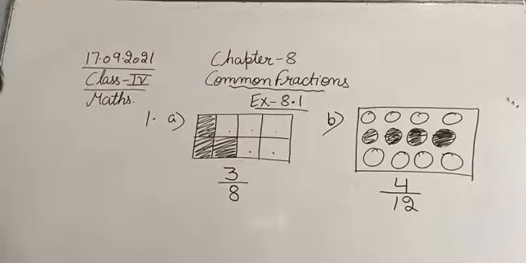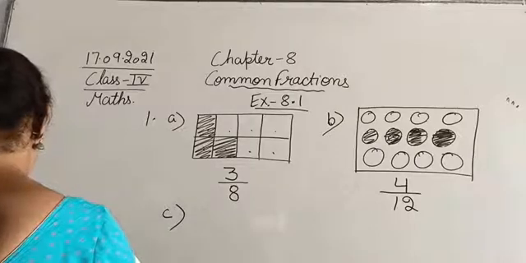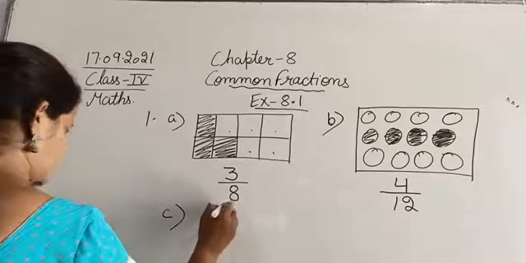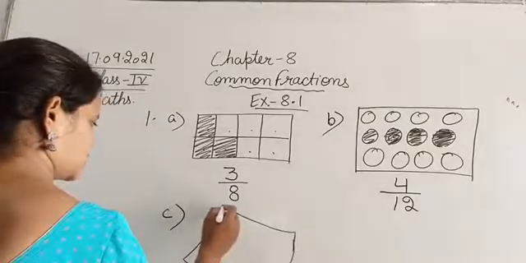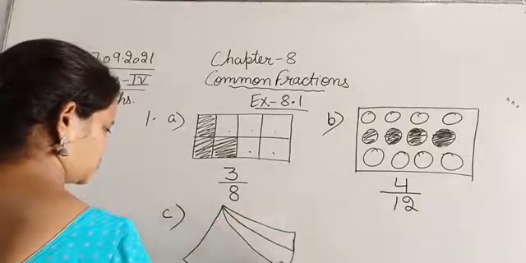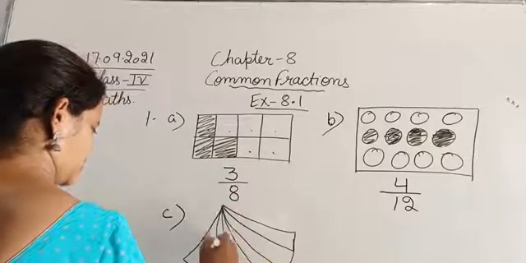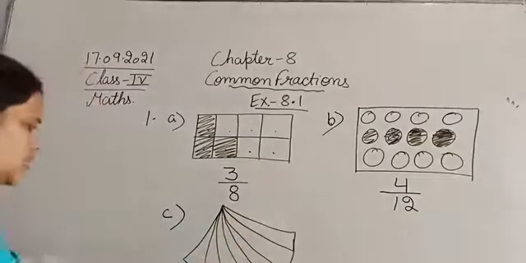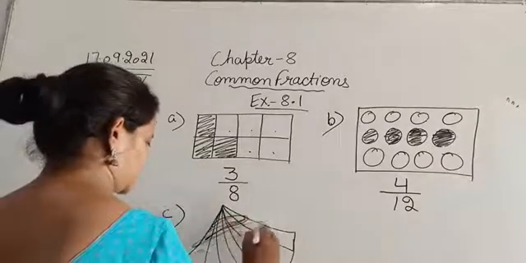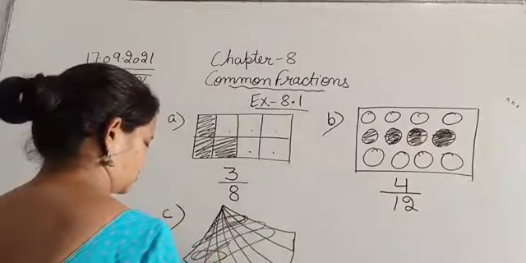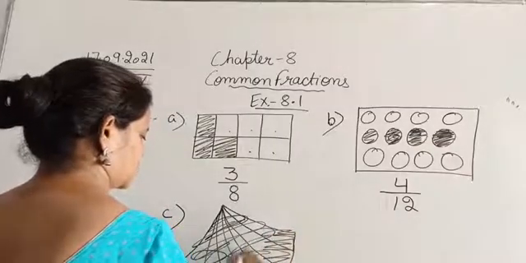Chalo. Moving next to C. You can see a figure is given like this. It is divided into 1, 2, 3, 4, 5, 6 and 7. So it is divided into 7 parts and all the parts are shaded.